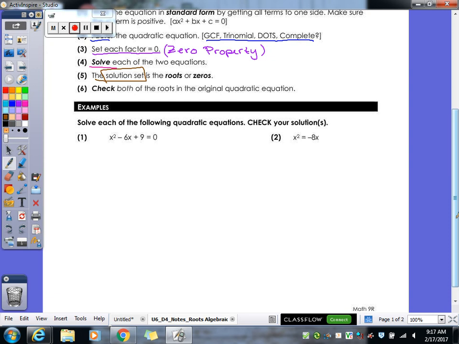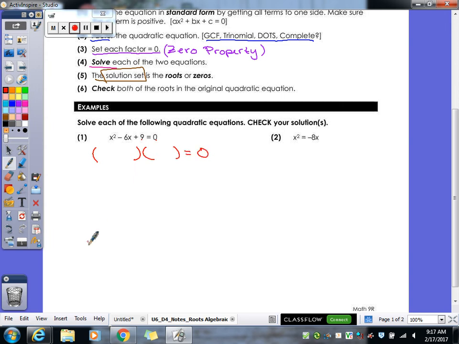Let's take a look at our first example. Again, step number 1 is to make sure we are in standard form. Looking at number 1, I have x squared minus 6x plus 9 equals 0. That one is in standard form, so I don't need to rearrange anything. Now we need to factor. Which kind of factoring would this be? Trinomial.